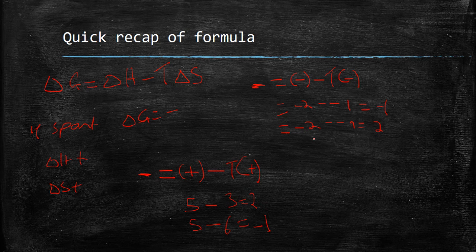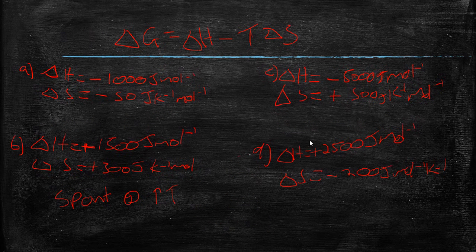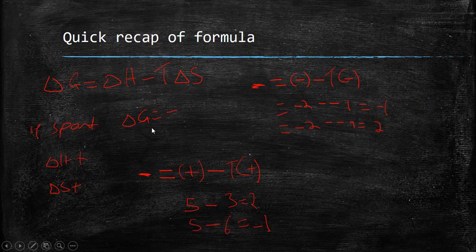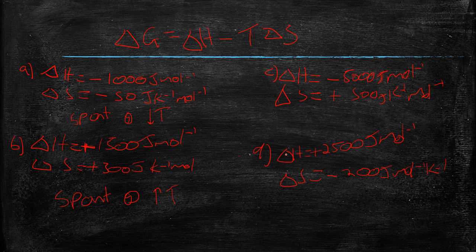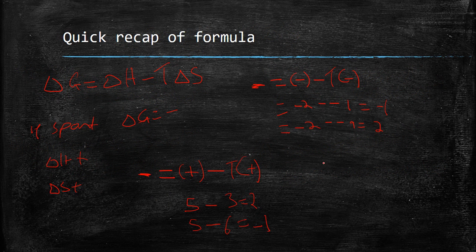So therefore, if we go back over here, we know that A is only going to be spontaneous at low temperatures. And we know that because when we raise the constant, we saw that the value became positive over here. So now let's do when delta H is negative and delta S is positive.